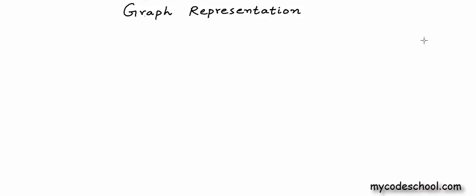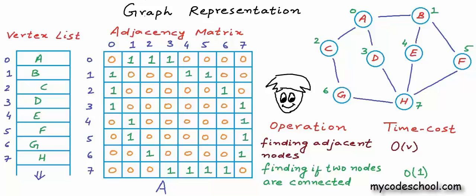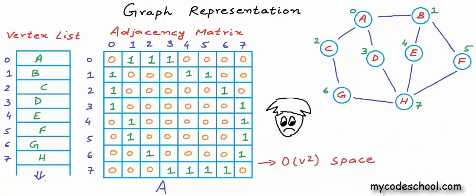So in our previous lesson, we talked about adjacency matrix as a way to store and represent graph. And as we discussed and analyzed this data structure, we saw that it's very efficient in terms of time cost of operations. With this data structure, it costs big O of 1, that is constant time, to find if two nodes are connected or not. And it costs big O of v, where v is number of vertices, to find all nodes adjacent to a given node. But we also saw that adjacency matrix is not very efficient when it comes to space consumption.